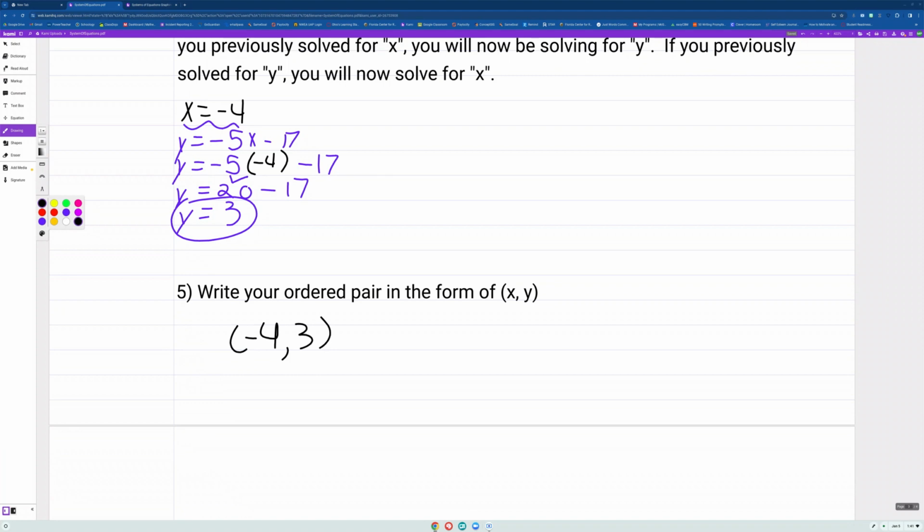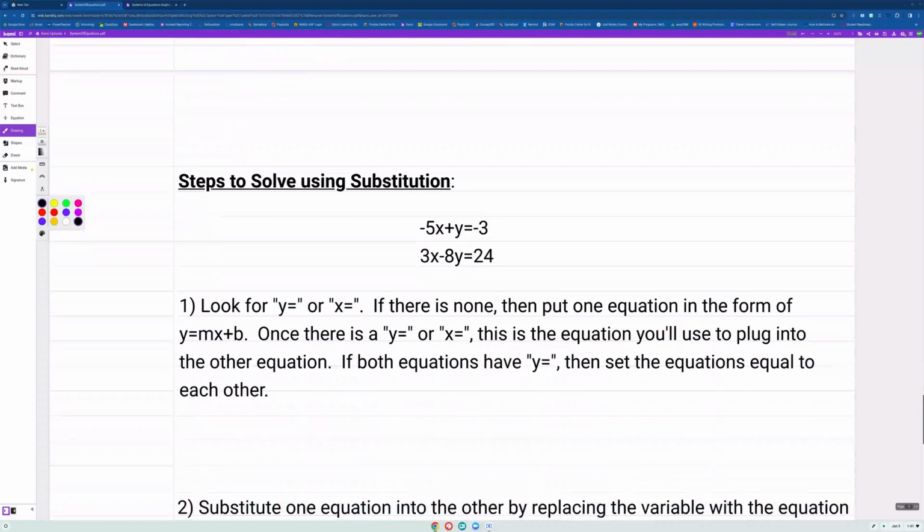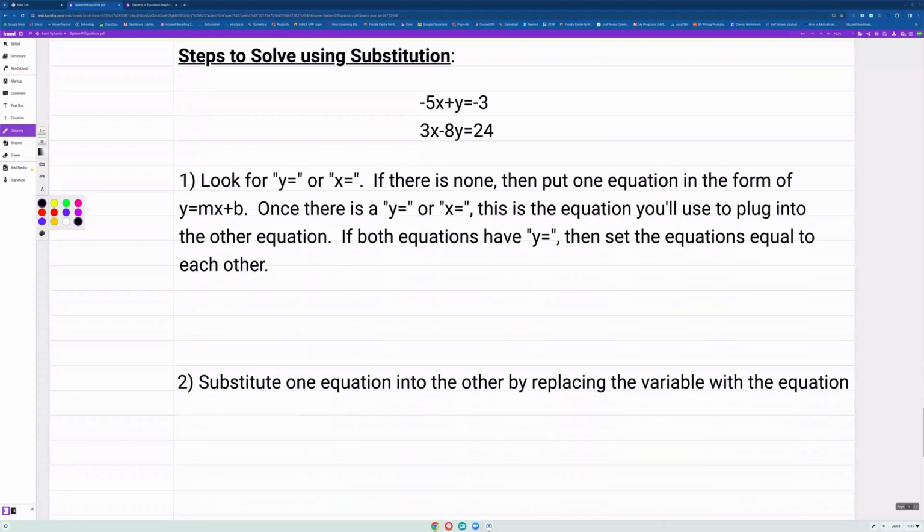Okay. So there's also going to be some times, though, where neither one of them are in standard form. So in this case, I have -5x plus y is equal to -3, and I have 3x minus 8y is equal to 24. So I'm looking at this, and I'm trying to read these directions. Look for y equals or x equals. Well, there is none, so I'm going to keep going. Then I'm going to put one equation in the form of y equals mx plus b. Okay, so that's what I have to do.